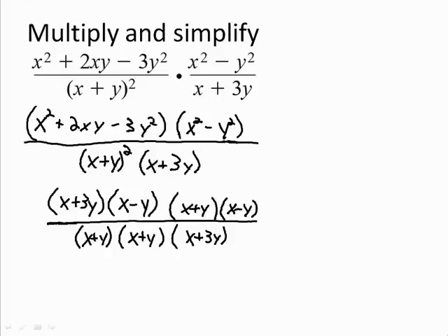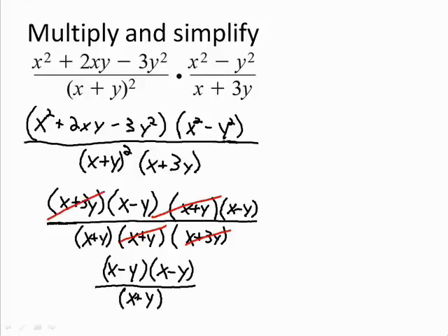The quantity x plus 3y times the quantity x minus y times the quantity x plus y times the quantity x minus y, divided by the quantity x plus y times the quantity x plus y times the quantity x plus 3y. The x plus 3y's and x plus y's cancel out. You are left with the quantity x minus y times the quantity x minus y divided by the quantity x plus y. This can be further simplified to x minus y squared divided by x plus y.